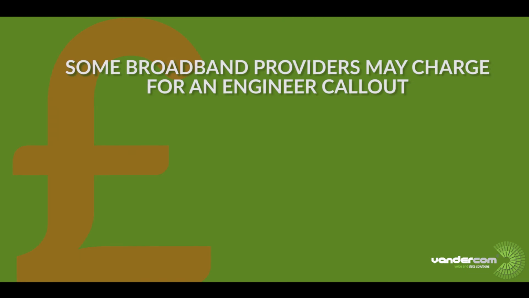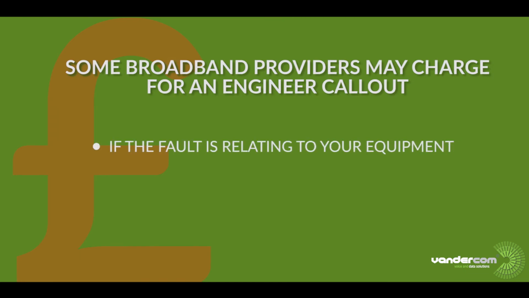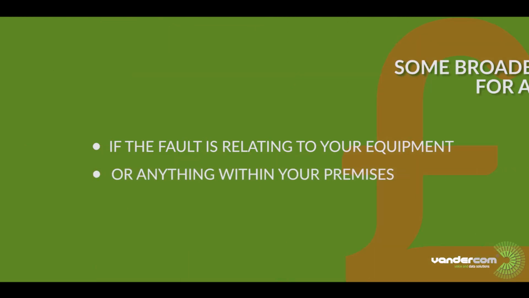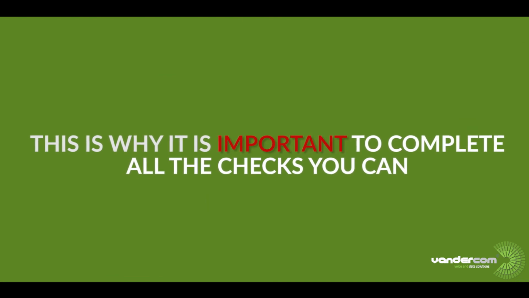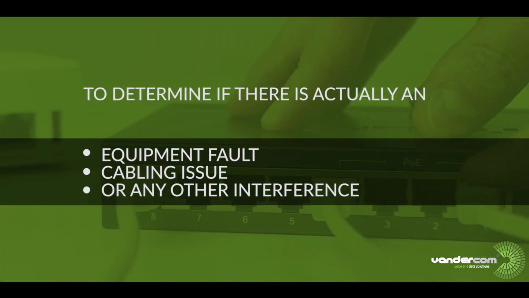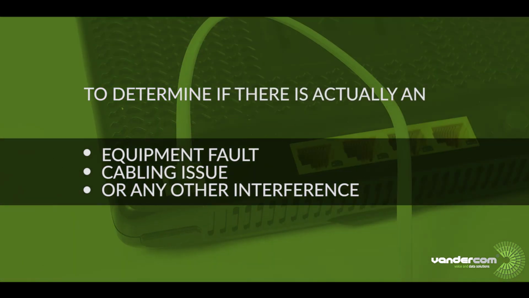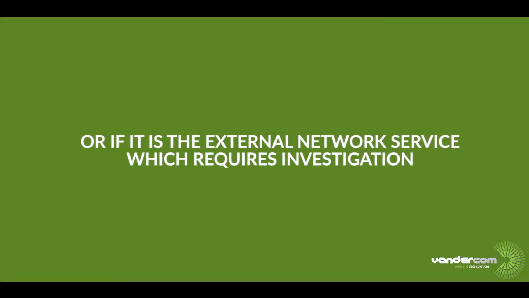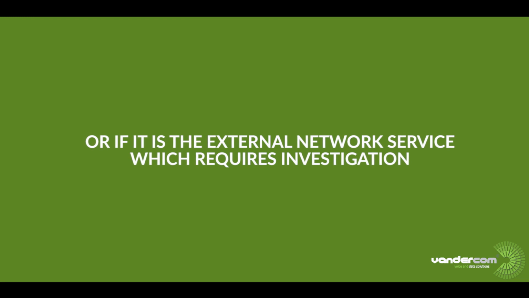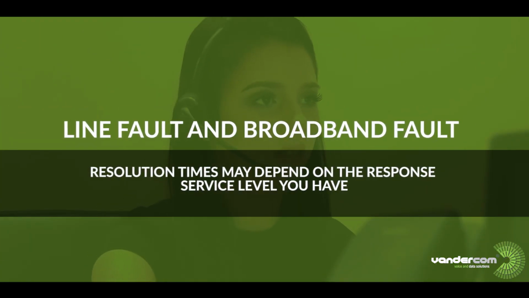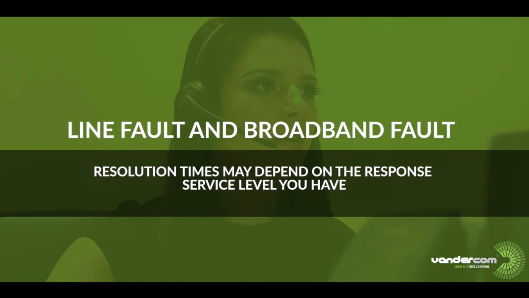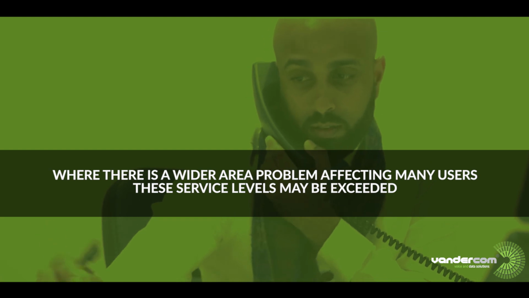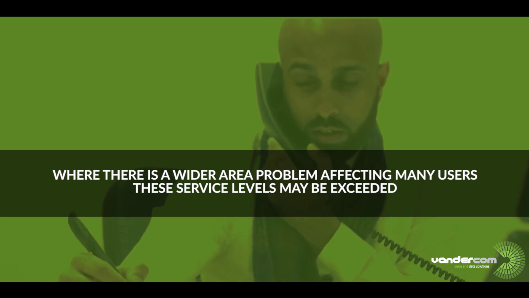Some broadband providers may charge for an engineer call-out if the fault is relating to your equipment or anything within your premises. This is why it is important to complete all the checks you can to determine if there actually is an equipment fault, cabling issue, or other interference, or if it is the external network service which requires investigation. Line fault and broadband fault resolution times may depend on the response service level you have. Where there is a wider area problem affecting many users, these service levels may be exceeded.